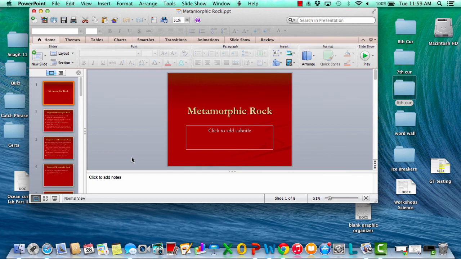Okay, so that's it. So just know that the two ways that metamorphic rocks are classified is foliated, which means it has bands, or non-foliated, which means it doesn't.